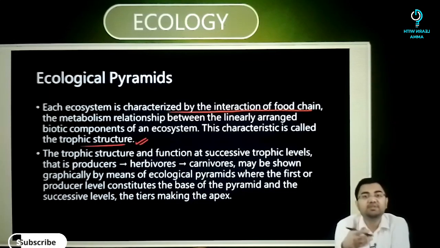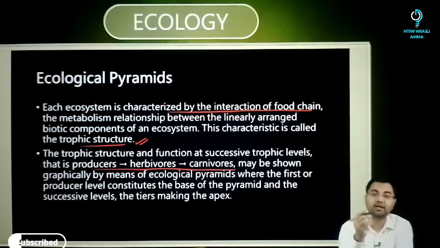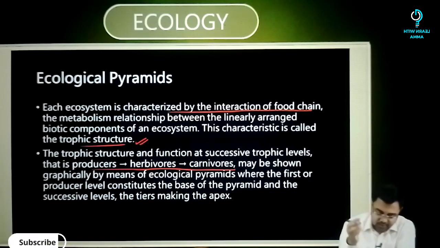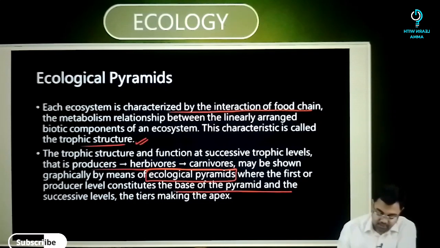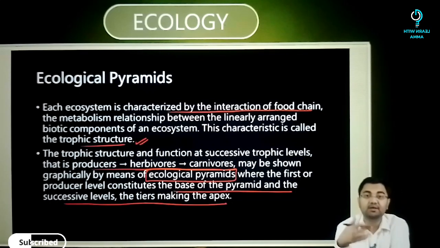Now, the trophic structure and function at successive trophic levels, that is from producers to herbivores to carnivores, can be shown graphically by means of an ecological pyramid, where the first or the producer level constitutes the base of the pyramid and the successive tiers make up the apex.